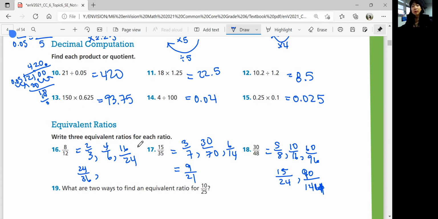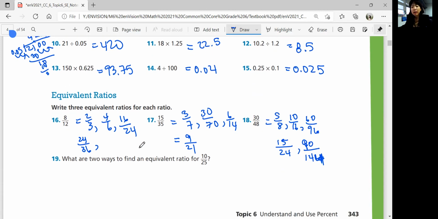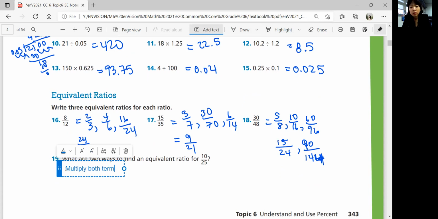So number 19, what are 2 ways to find equivalent ratio for 10 over 25? What did you do? So how did you find equivalent ratios in numbers 16, 17, and 18? You could multiply both terms by the same number, or you could divide both terms by the same number.